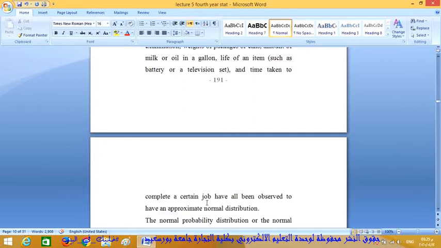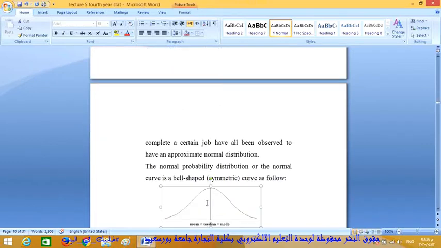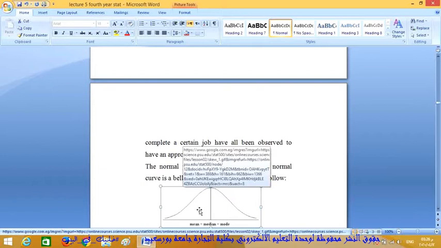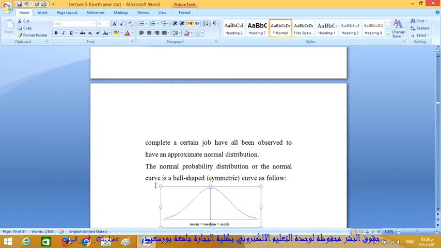The normal probability distribution, or the normal curve, is bell shaped. Bell shaped, as you see, this tail looks like this tail. Okay? It's called a symmetric curve.